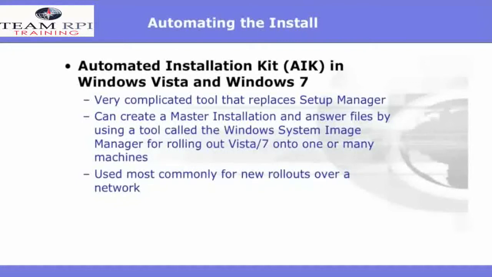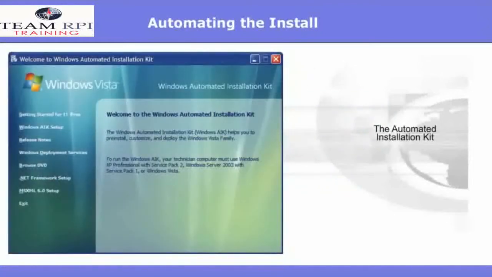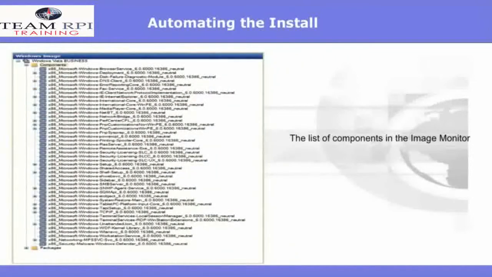With Windows Vista and Windows 7, they also can be automated using the Automated Installation Kit. However, it is a somewhat more complicated tool that replaced the Setup Manager and is most commonly used for new rollouts over the network. The process is very similar. You're welcomed by the setup screen, and then you'll walk through the list of components that you wish to install.